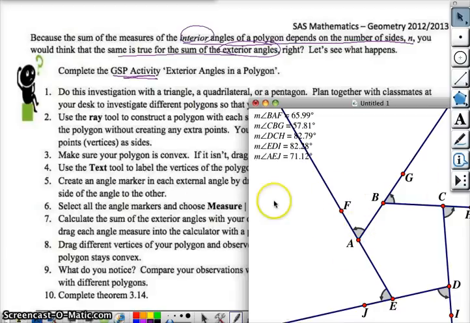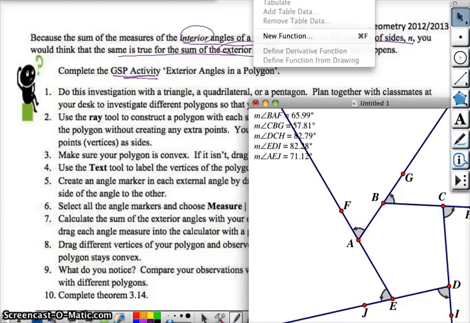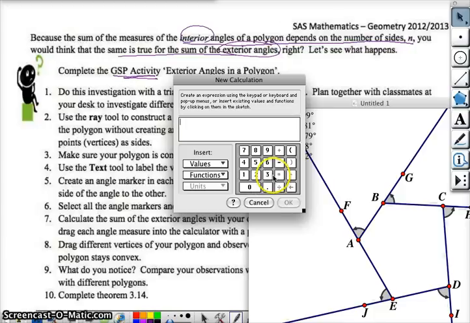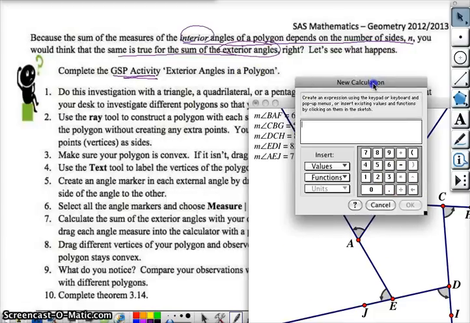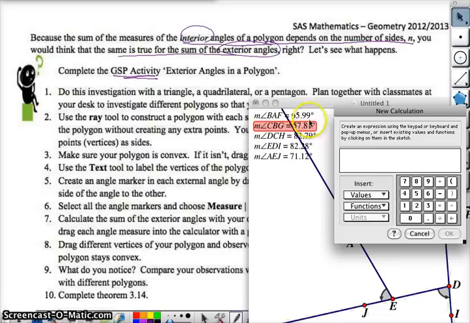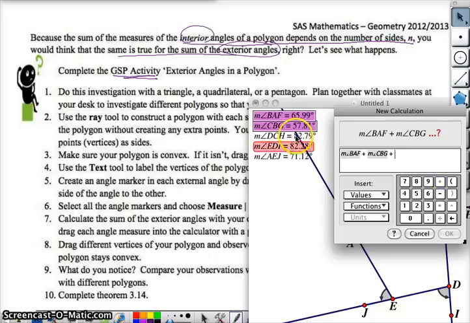So now we need to calculate the sum, right? So let's calculate the sum. So what do we do? We go up to number, and right at number there's this word calculate. So go up at the top. You can't see mine, but it says calculate under number. And look what I can do with this calculator. I can just drag this in or push it, and then I can push plus, and then I can put the next one plus, the next one plus, the next one. Because remember, we're trying to find the sum of the exterior angles. And so now I just push OK.